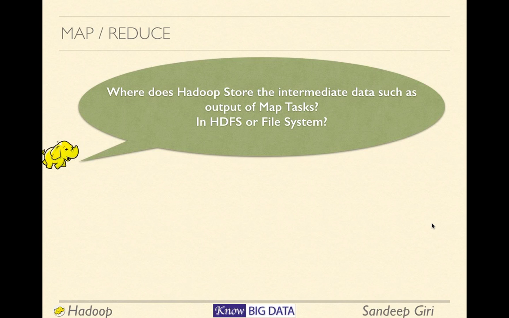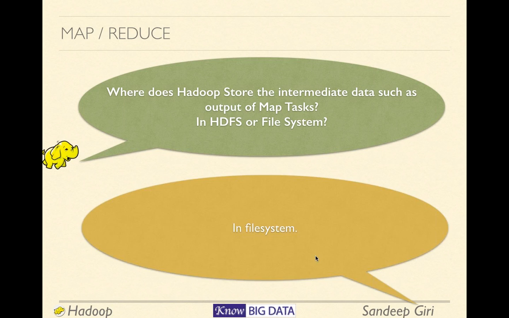Anybody else? So, okay, let me put it this way. Whatever your output of the mapper, it is generally sorted and stored locally onto that node. All right, and then it's taken up and given to the reducers. So, why is it done in the file system? Anybody? Or you want to ask me?